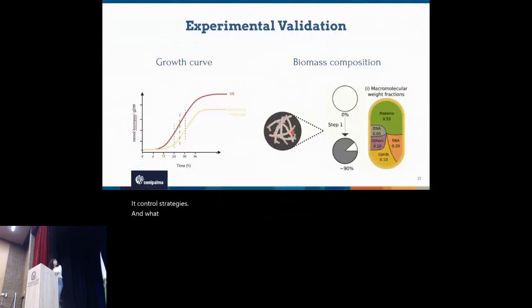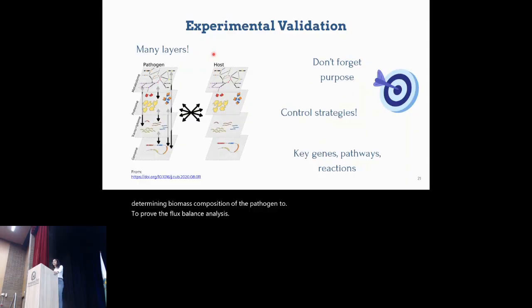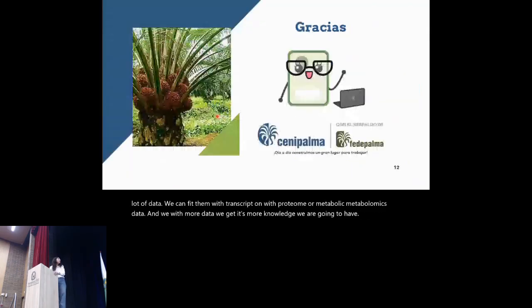And what are we gonna do? We need to fit the model with experimental data. So we are doing growth curves. We are determining biomass composition of the pathogen to improve the flux balance analysis. And this kind of model works like an onion. It has many layers. So we can fit the model with a lot of data. We can fit them with transcriptome, with proteome, or metabolomics data. And the more data we get, the more knowledge we are gonna have. So that is our work. Thank you very much.